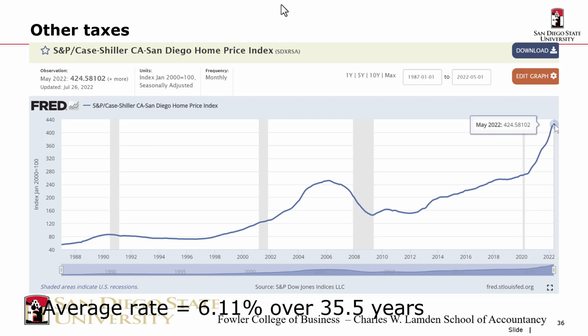And if you look from January 1st of 1987 down here in the bottom, all the way up to the last date we had Case-Shiller Index information for, we've had an average increase over 35 and a half years. And that's a geometric mean. That's not just a simple average. That's not the increase divided by 35 and a half. That's the actual compounding growth rate of 6.11%.